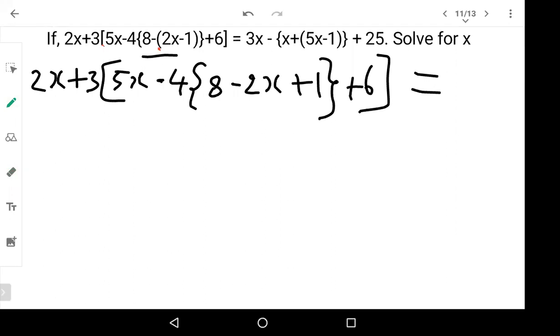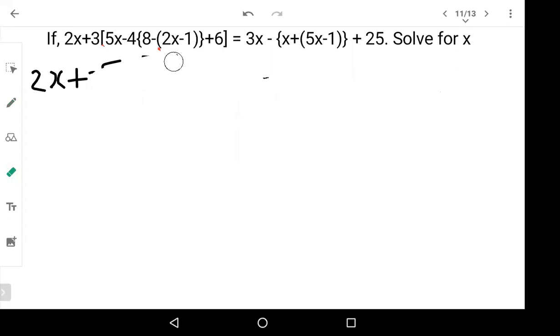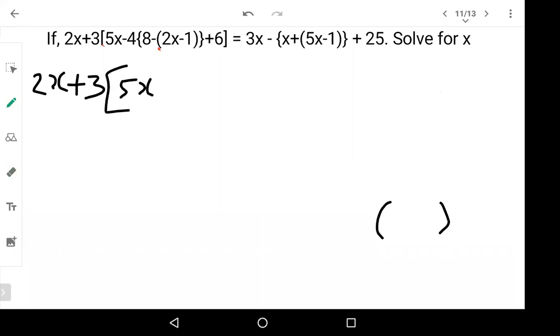Now, in the first step, let me solve it once again. Please concentrate well and understand carefully. So first, we are going to remove these brackets in the LHS. LHS is this side, the first side. So we are going to start with 2x plus 3. We will write that as it is. Then box bracket 5x minus 4. This also we will write as it is.